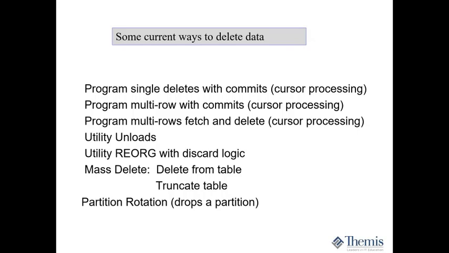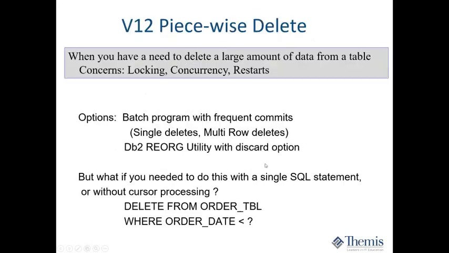Probably the best way, if you can swing it, is to have the DBA do a reorg with a discard logic. In other words, as it's unloading and reloading the rows in the reorg, it just discards the ones you don't want. Usually it will always put those in a discard file so that they still exist, just not on the table anymore. We can do SQL deletes, or partition rotation, but you'd have to architect for that. Typically, are we going to do SQL deletes or utility deletes? And if I'm going to do SQL deletes, how do I do that without doing too much?